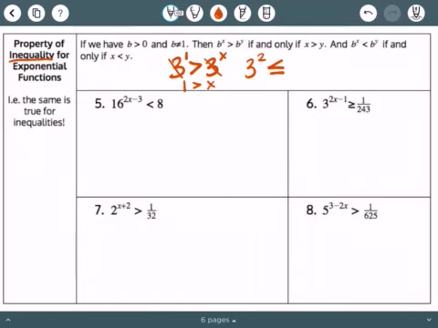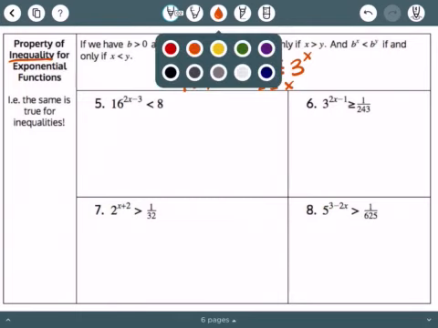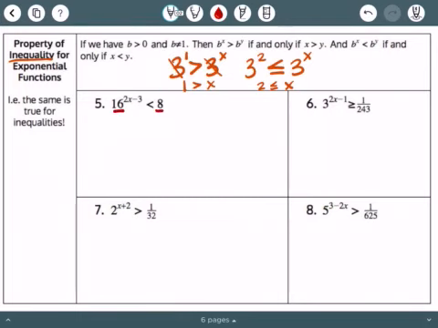If we have 3 squared is less than or equal to 3 to the x power, then we would know that 2 is less than or equal to x, just like that. So we're going to solve this in the same way. I see that my bases right now are 16 and 8. I know that those have a common base of 2. 16 is 2 to the 4th power, and I'm going to write the 2x minus 3. And then I know that 8 is 2 to the 3rd power. So my 8 is turning into 2 to the 3rd, and 16 is 2 to the 4th.